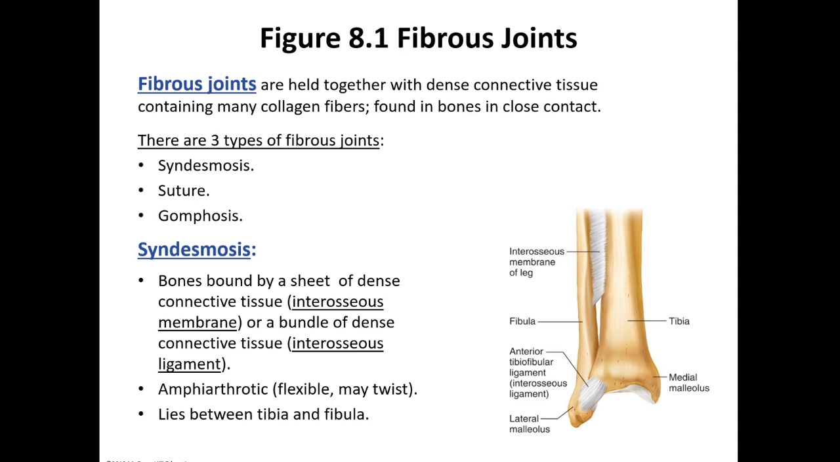So that's an example of a fibrous type of joint called syndesmosis. We call this type syndesmosis. This type also exists in our forearm between our radius bone and our ulna bone. Okay, they are examples of what we call syndesmosis.